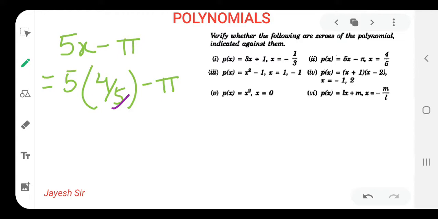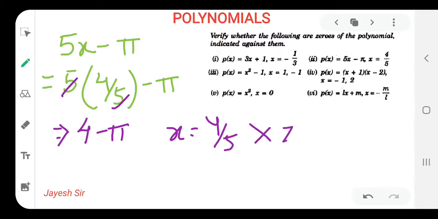Now what we can do? Over here 5 gets cancelled. Now what is left? 4 minus pi. Here the value of pi is not defined to us, so we are not getting our result as 0. So we can say that the value of x equal to 4 by 5 is not the zero of the polynomial. I hope you all might have understood it properly. Now you can pause the video and try to solve on your own. I am solving the third sum over here, friends.